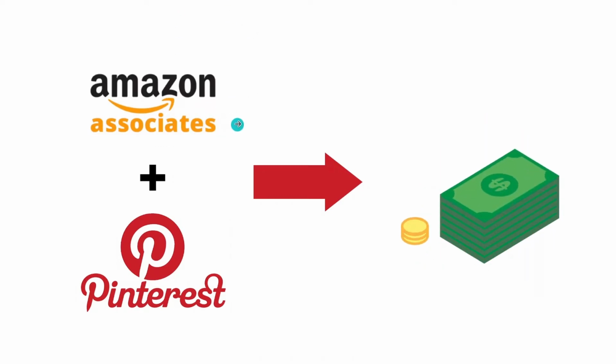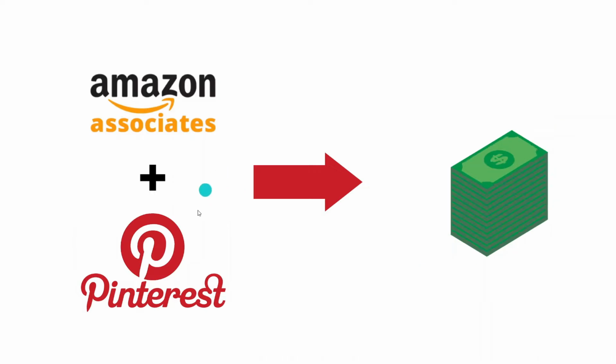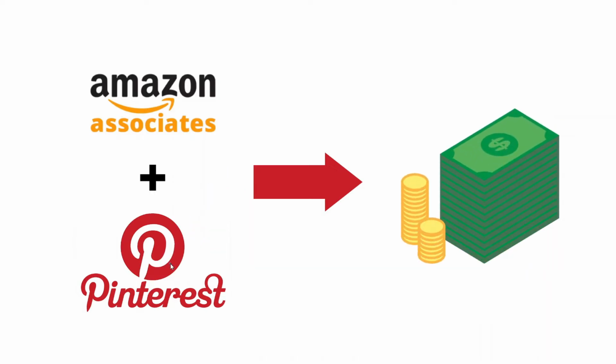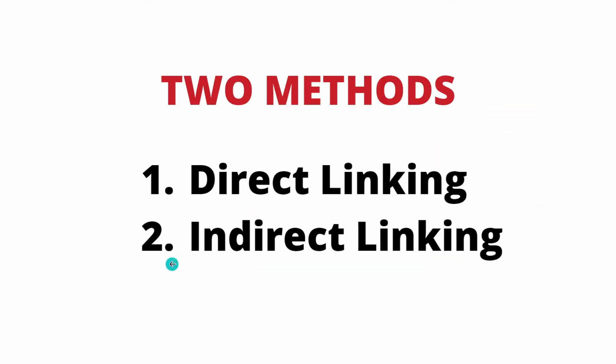Today I'm going to show you how to promote Amazon affiliate products on Pinterest using two simple methods. The first method is direct linking and the second method is indirect linking. In the first method, direct linking, we're going to drive traffic to our Amazon affiliate product directly through Pinterest, and the second method is we're going to drive traffic to our Amazon affiliate product through our blog or a YouTube channel using Pinterest.